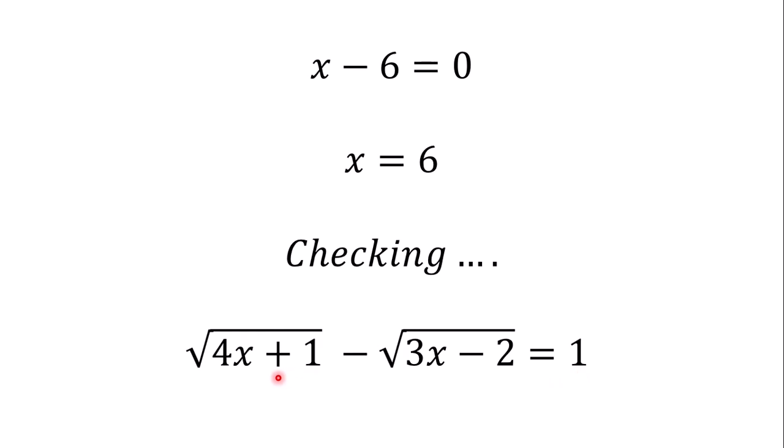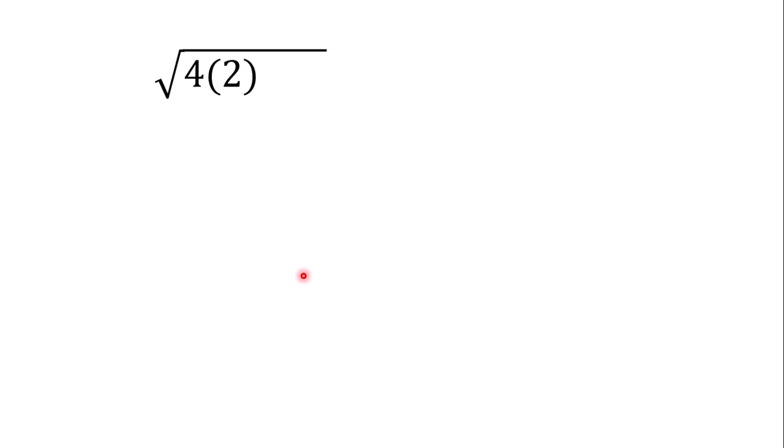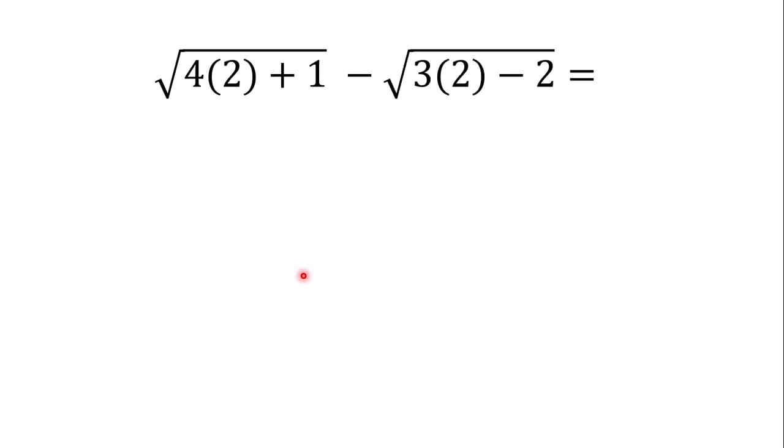Okay, so here x is equal to 2, right? Whenever you find x, we will put 2 there. So let's put 2 here. Here will be 4 times 2, and then here will be 3 times 2. Alright, so 4 times 2 is 8. 8 plus 1 is 9. 3 times 2 is 6. 6 minus 2 is 4. So it's root 9 minus root 4 is equal to 1.